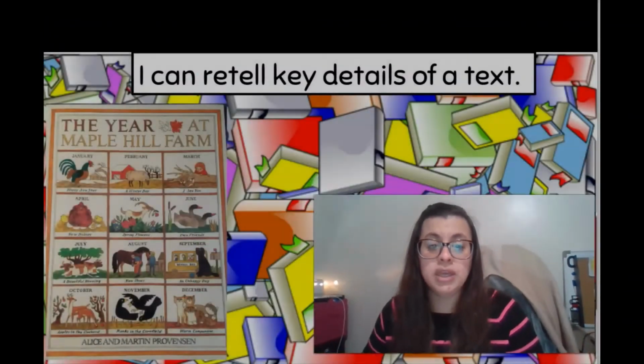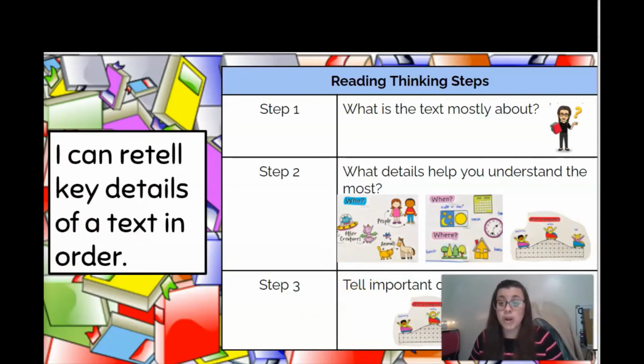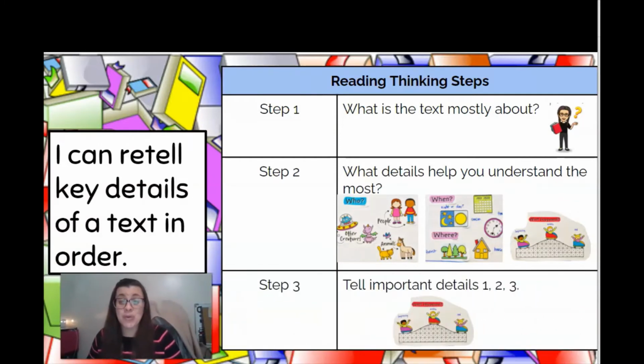So here we go. Our reading thinking job today is: I can retell key details of a text. We're going to do that by, step 1, talking about what the text is mostly about. Step 2, what details help us understand the most. And then step 3, we're going to retell that story in our own words.